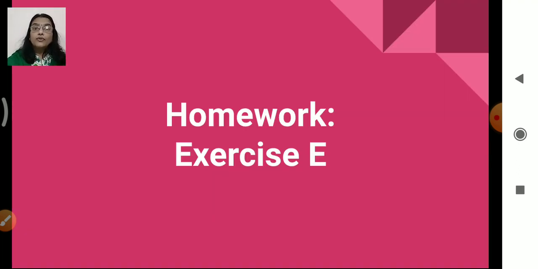Now again a homework for you, that is exercise E. Okay, which is there in your book, that you have to do by your own. So that is the homework which you are supposed to do at home. So we are finished here with this topic. Okay, now exercise E is also very easy. You will see if you go through the book.